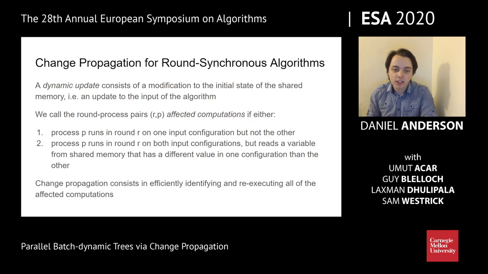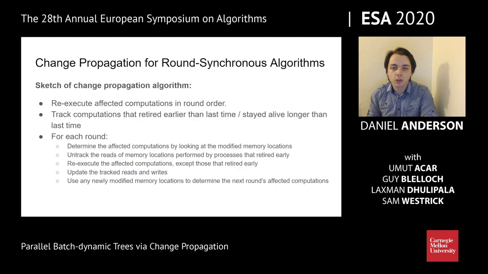Change propagation then consists in simply identifying and re-executing all of the affected computations, which roughly works as follows. We re-execute the computations in round order. We track which computations retired at a different time than the previous invocation. That is, they either retired last time but didn't this time, thus staying alive longer, or they retired earlier this time and thus stayed alive for fewer rounds.